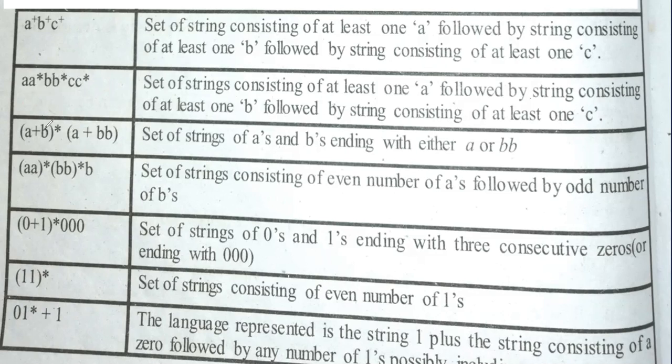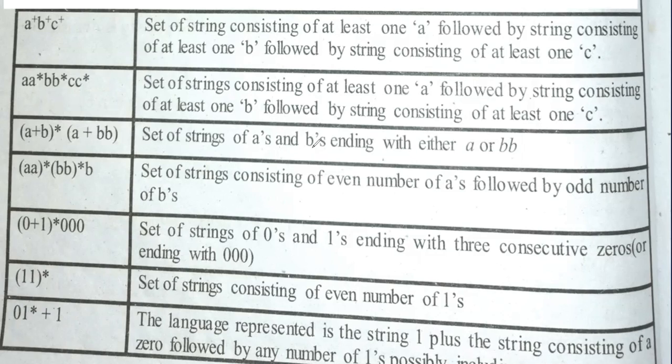Then later, (A plus B) whole star, then A plus BB we are having. From this, we may get either a single A or we may get a double B exactly. Clear? But here, in the beginning, (A plus B) whole star we are having. It indicates what? A or BB will be beginning with any number of A or B exactly.